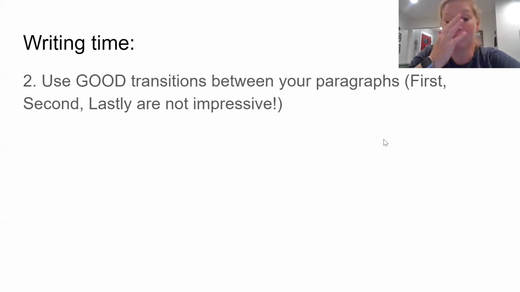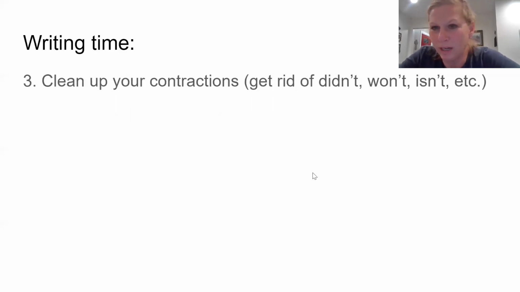For writing time, number 2, use good transitions between your paragraphs. First, second, lastly, not very impressive. Also, make sure that they work. If you use a for example at the start of a paragraph, you haven't mentioned something in the beginning that goes right before it that you're giving an example of. If it's a new topic, it's not going to be a furthermore, right? It's going to be something entirely new.